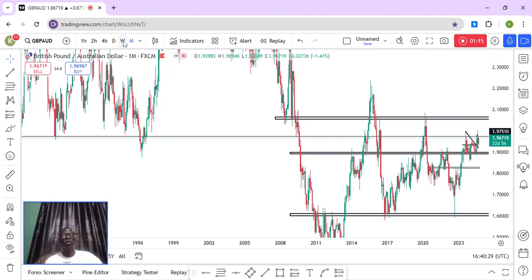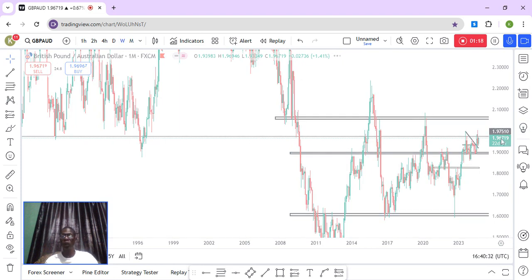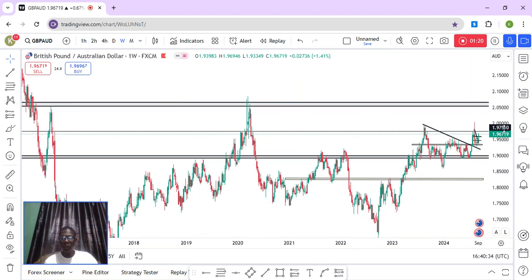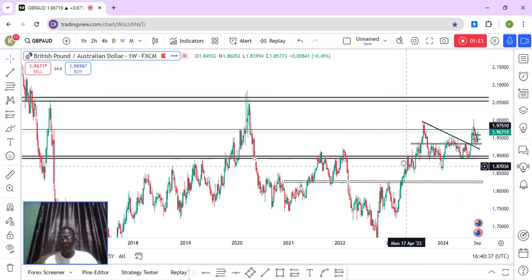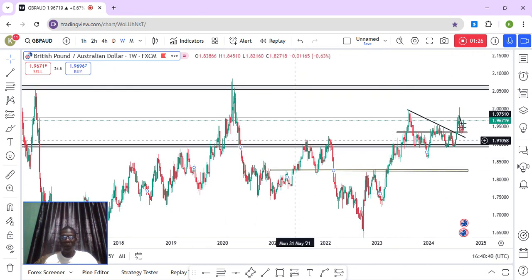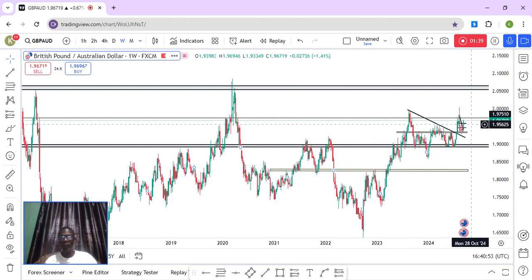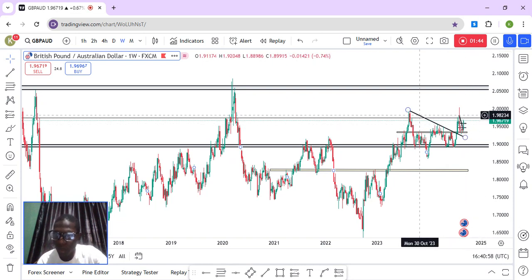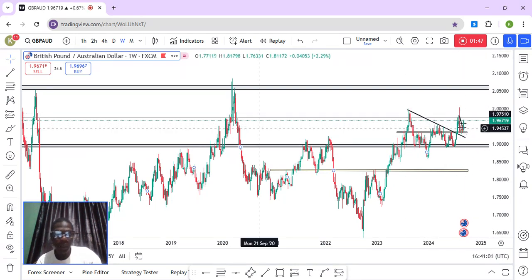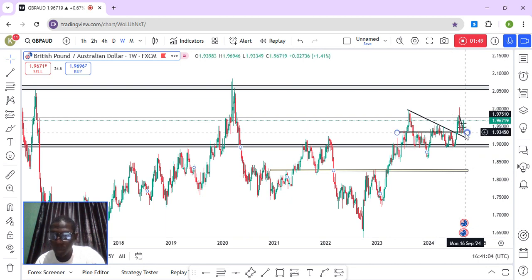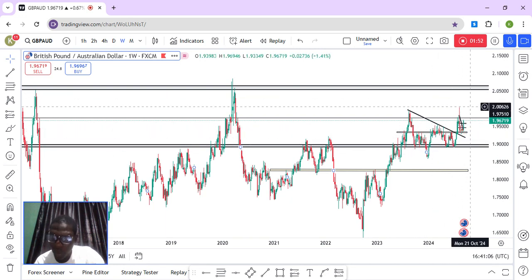So let's go over to the weekly time frame and see what's going on. On the weekly time frame, there was a level. As you guys can see, this is the level here. The market broke through the level, came back to retest it, and formed an inverse head and shoulder, which means we are supposed to be on our way to the upside, but the market is currently stalling around there. The market formed a double bottom, came back to retest, and we are on our way to the upside.